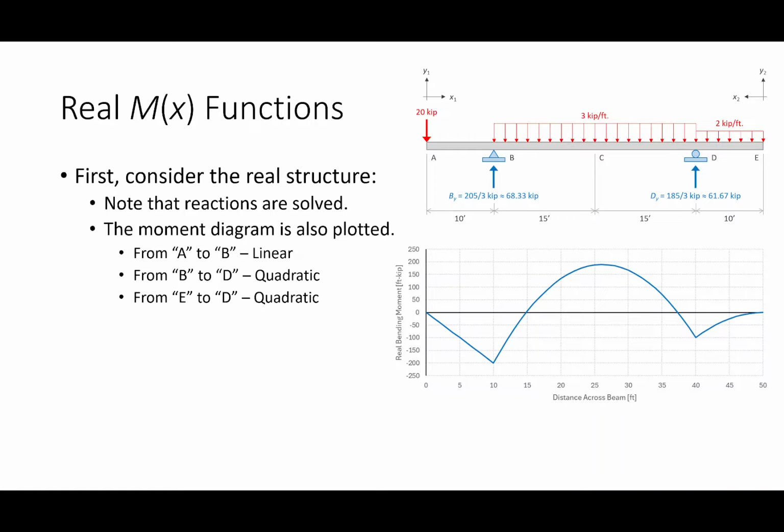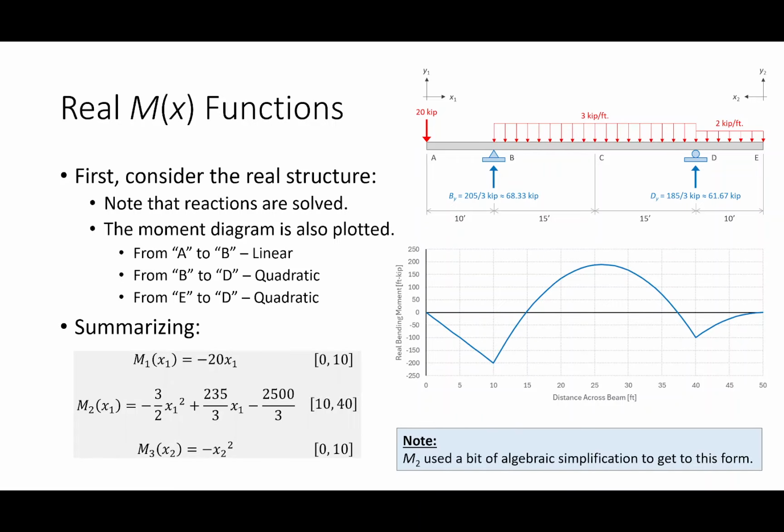So you have a linear moment diagram here, a quadratic one here, a quadratic one there. Okay. And when you chug it all out, this is what you get. M1 is a line, so it's just a line with a negative slope, so negative 20 times x1. This M3, because we're cutting a section and looking this way, is really, really easy. It's just negative x squared.